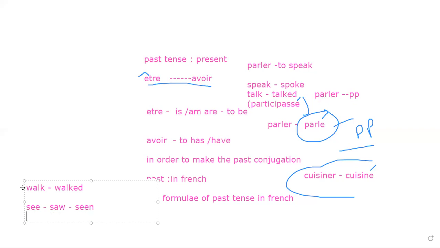Now, for example, we have voir. Repeat after me. Voir. Have you done the voir verb? Voir is my verb to see. Have you done voir verb? Okay, I will explain to you now. Yes, sir. Now, voir is my verb to see. Clear, Manpreet and Samar? Yes, sir. Tell me the present tense of voir. Tell me.